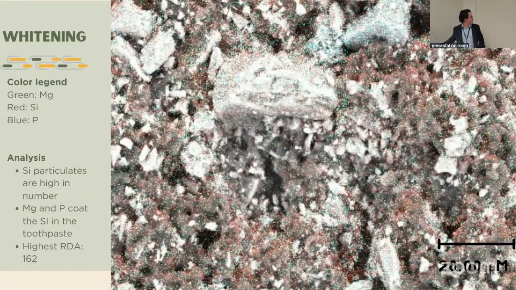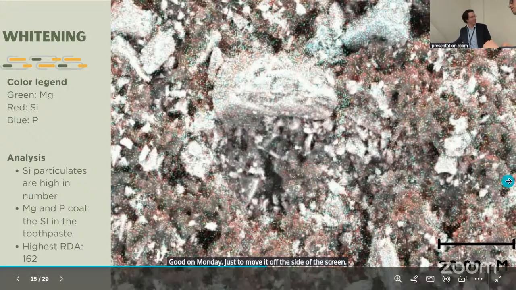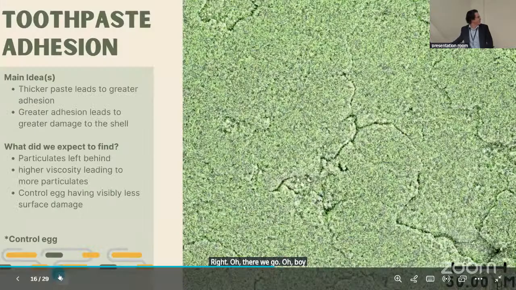Where'd the mouse go? Uh-oh. That blue dot was the mouse. That blue dot was the mouse? I might have lost it. You have to move it off the side of the screen. Oh, gotta move it off the side. Right. Oh, there we go. Yeah. Oh boy. All right.